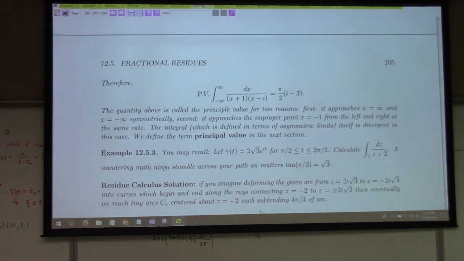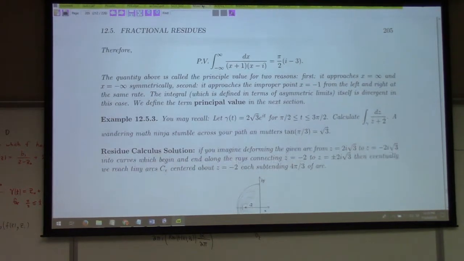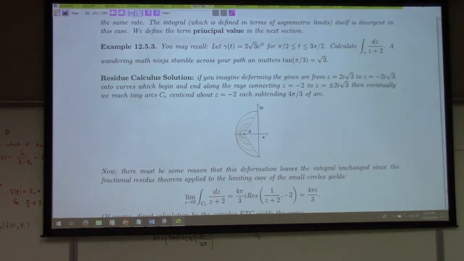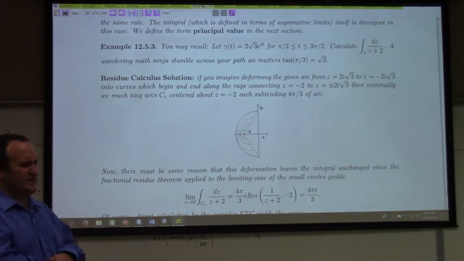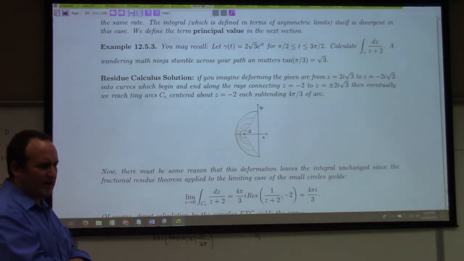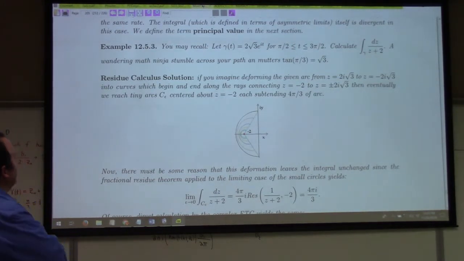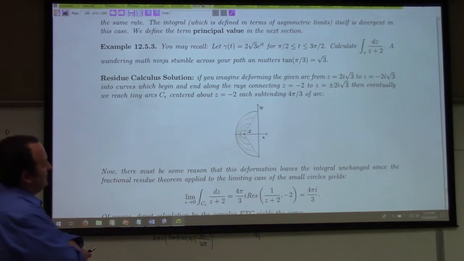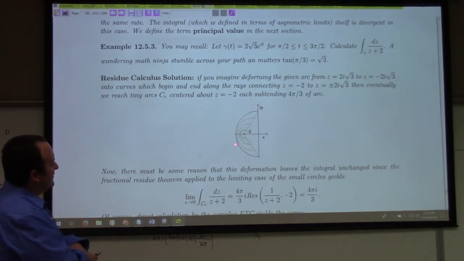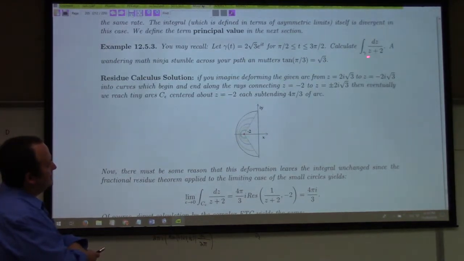Here's a slightly less weird example. We had this on a homework. What was gamma of t? It was the circular arc from there to there, and I was integrating dz over z plus 2 over gamma.